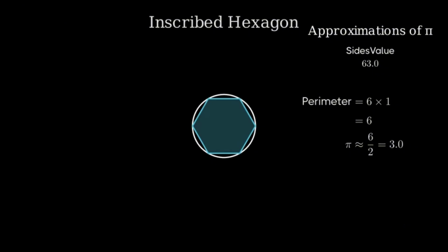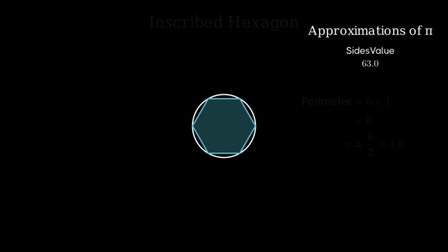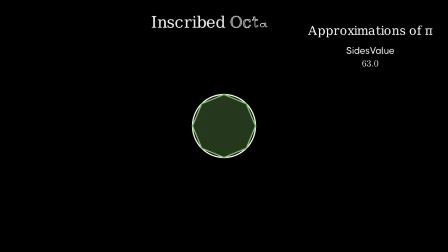Now, let's increase the number of sides to get a better approximation. With more sides, our polygon will more closely match the circle's shape. This octagon with 8 sides fits more snugly inside our circle. The corners don't cut as far into the circle's boundary. By calculating its perimeter and dividing by 2, we get approximately 3.06 for pi.